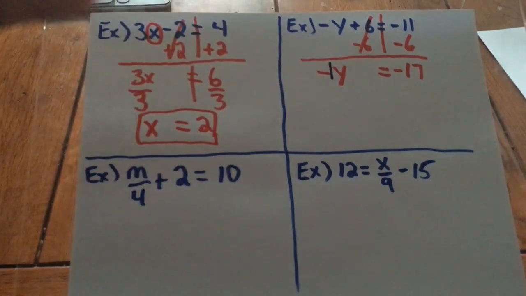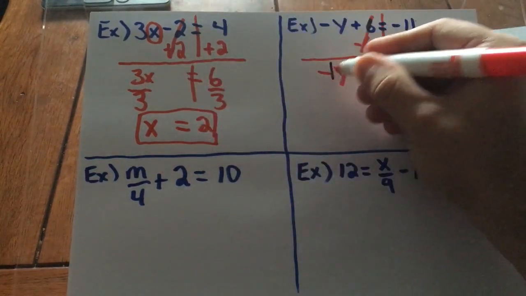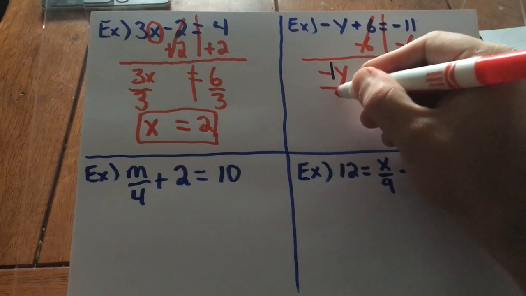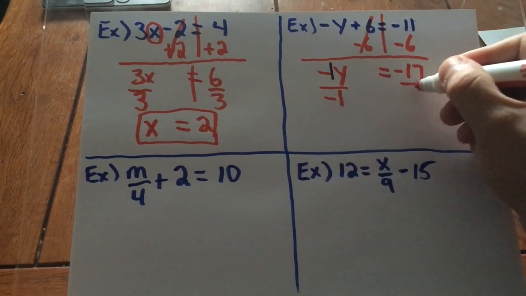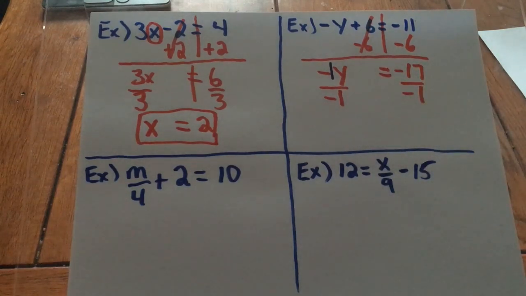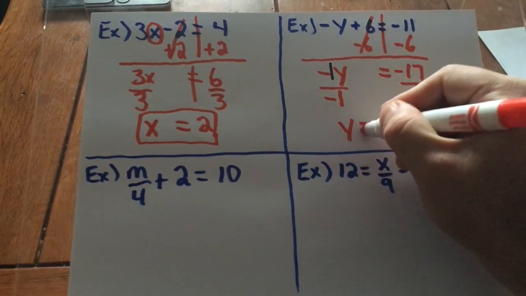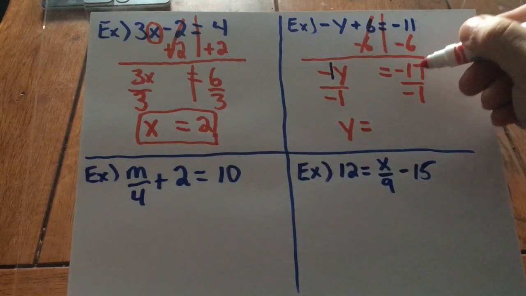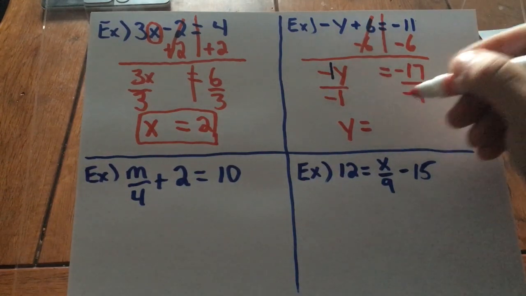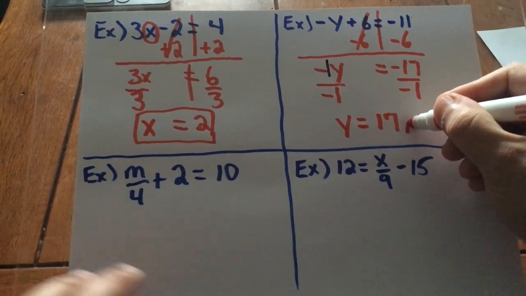So to simplify that, basically, we're going to do what we did over here in this example. It's negative 1 times y. So to undo a times, we divide. So what you do to one side, you do to the other. So we divide by negative 1 over here as well. And then what you're left with here is y is equal to, notice negative divided by negative makes it a positive. Same thing over here. Negative divided by negative leaves us with a positive 17.